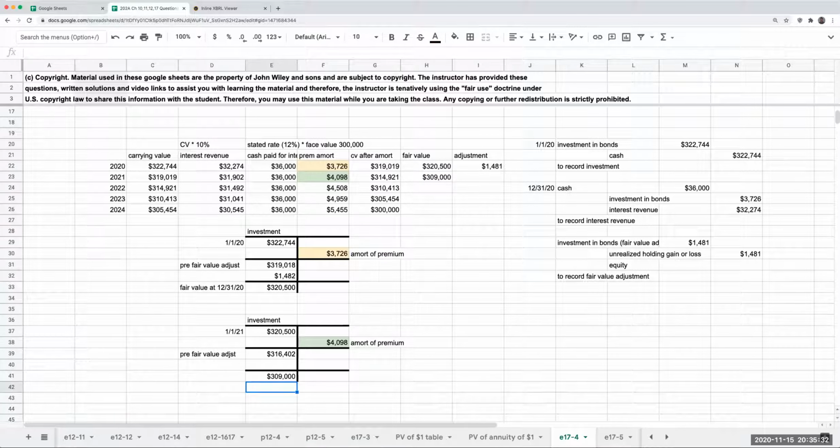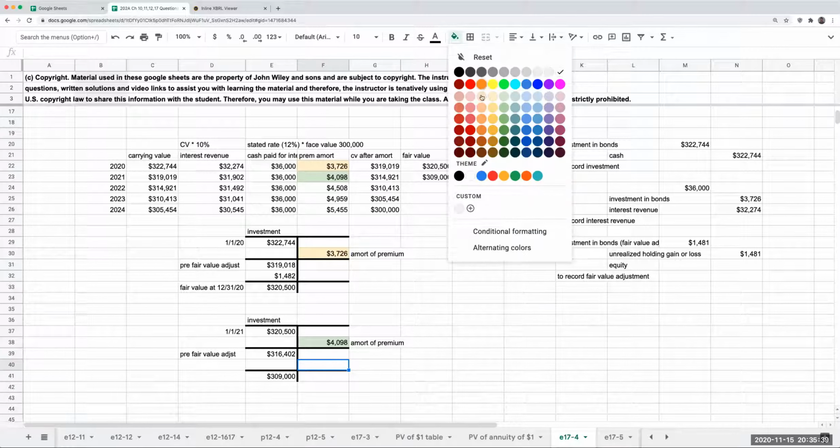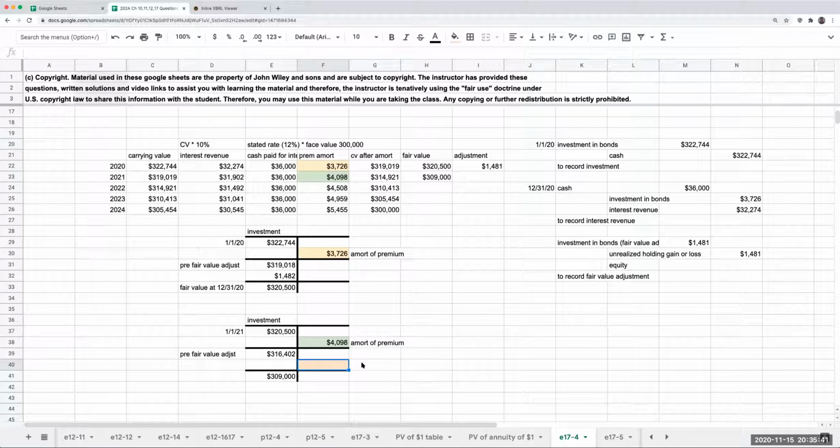Now my fair value amount is right over here at 309. So in this case, I'm going to need to make an adjustment. And I hope to God I get this one right. My adjustment is the difference between these two, or 7,402, and that's actually correct.